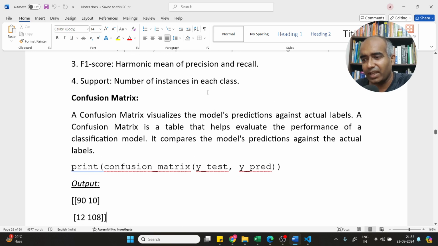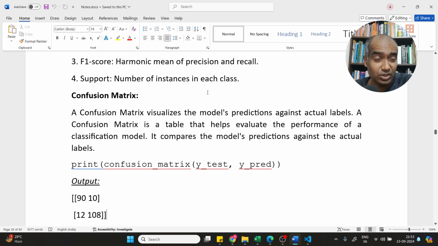So these are the columns that we have studied, and now comes the confusion matrix. This is the last one. What is the confusion matrix? A confusion matrix visualizes the model's predictions against actual labels. A confusion matrix is a table that helps evaluate the performance of a classification model. So basically, it is evaluating the performance of a classification model, right?